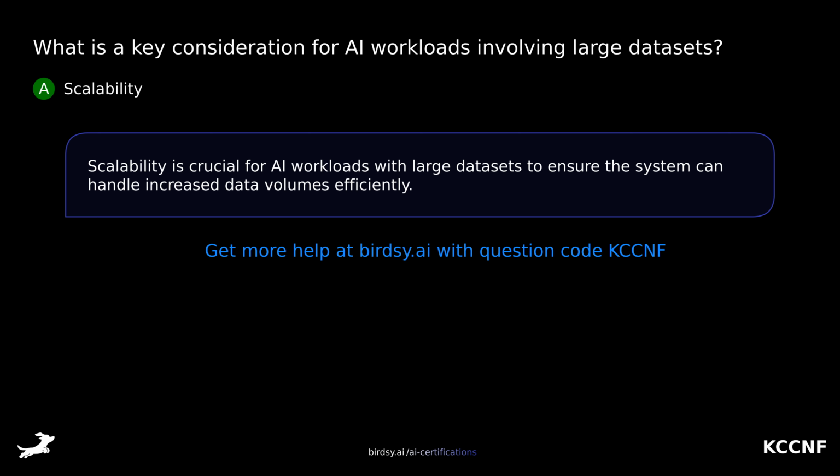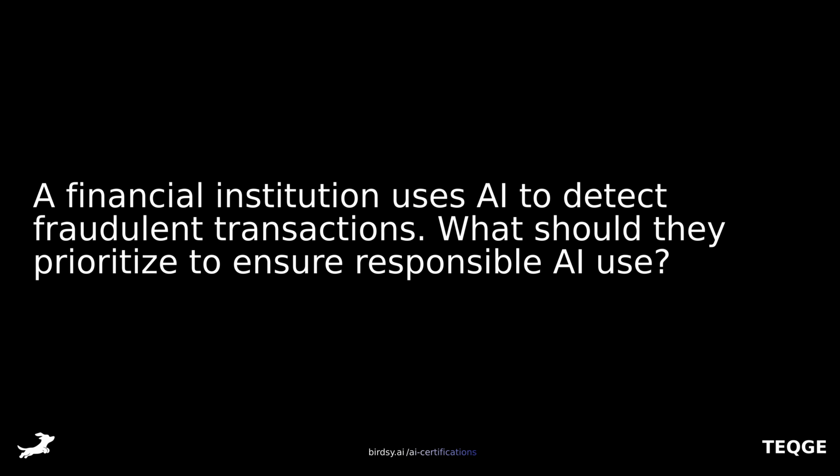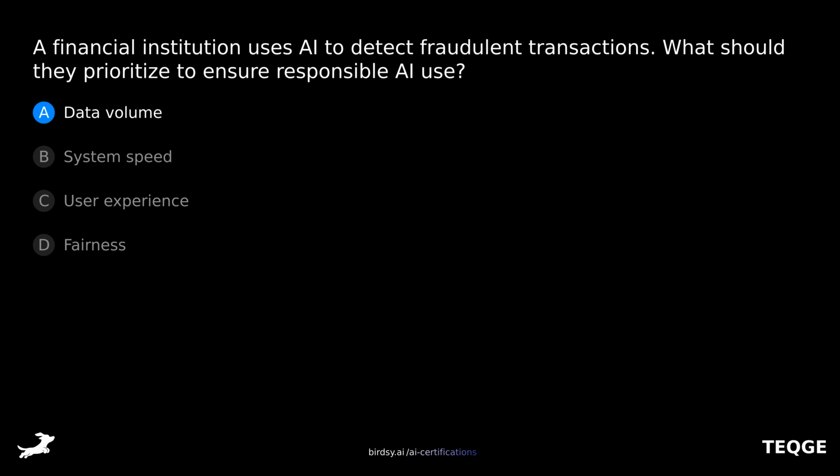Scalability is crucial for AI workloads with large data sets to ensure the system can handle increased data volumes efficiently. A financial institution uses AI to detect fraudulent transactions. What should they prioritize to ensure responsible AI use? Is it A, data volume, B, system speed, C, user experience, or D, fairness? The answer is D, fairness.